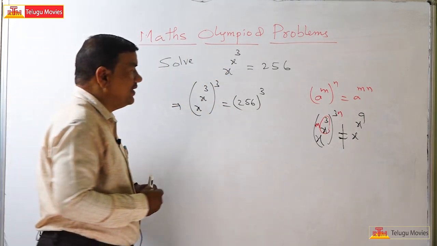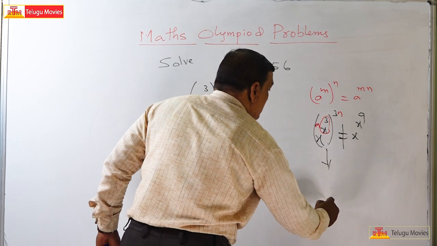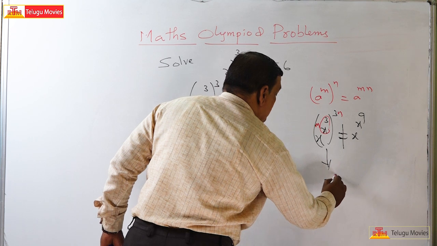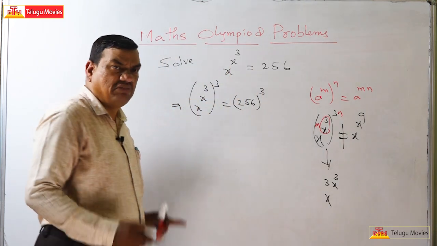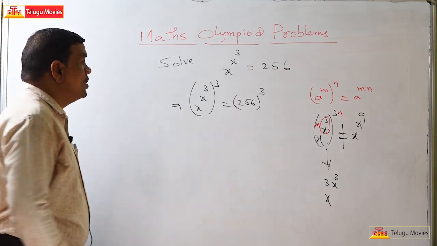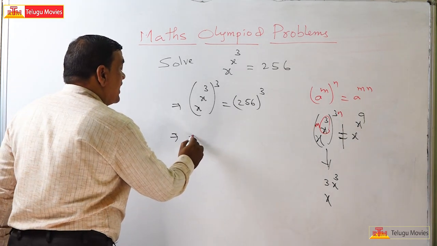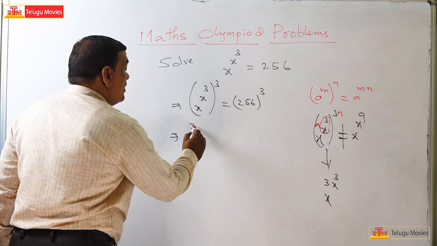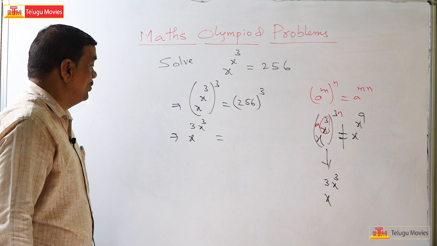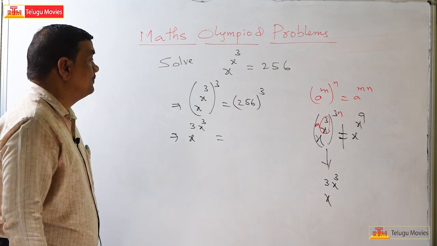This you have to treat as m, and this as n. So what will be our answer? X to the power of mn, that is x to the power of 3 into x cube. That is the answer. That is the first thing. So if you write down that, the problem is over. So this is equal to x to the power of 3 into x cube, so this is equal to 3 into x cube.